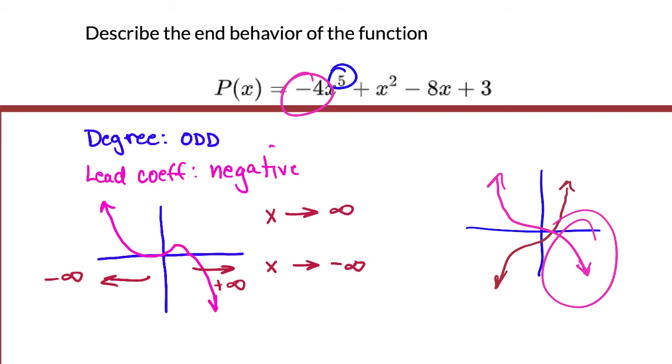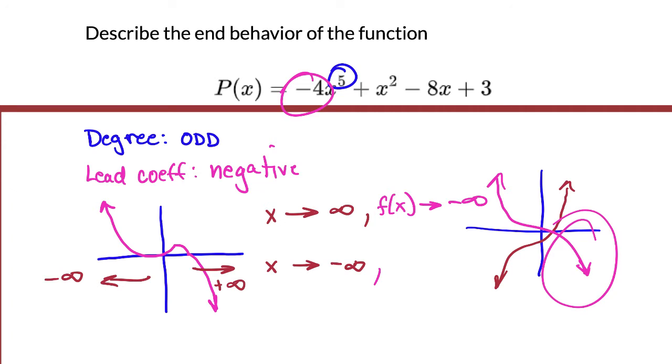So what does the function do? So you just kind of trace the function to answer this. You say, okay, as I go to the left, where does the function go? It goes down, down, down. It goes to negative infinity. So we write the function goes down to negative infinity.